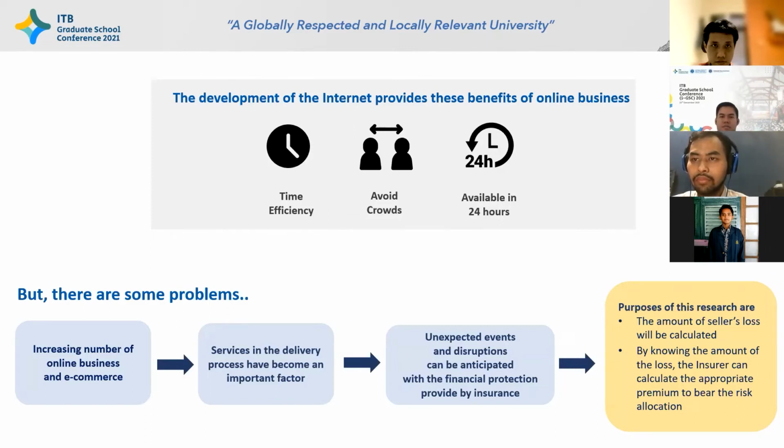The increasing number of online businesses and e-commerce also increases the volume of the delivery process, and it could complicate the implementation because there are some unpredictable events such as natural disasters, transportation accidents, and other delivery risks that can cause delays and other significant losses for the seller. But these unexpected events and disruptions can be anticipated with financial protection by insurance. But there must be a premium paid in exchange for the allocation of this risk.